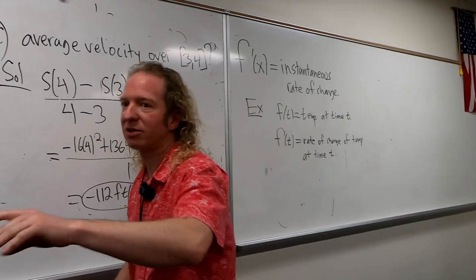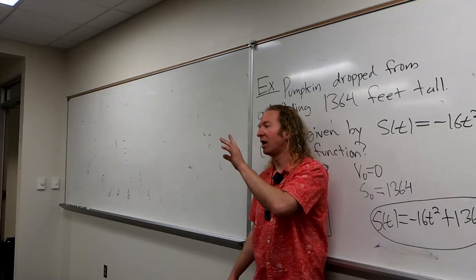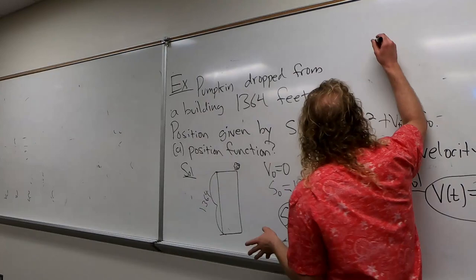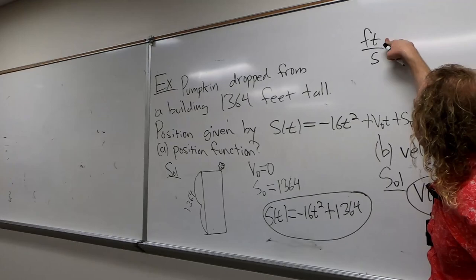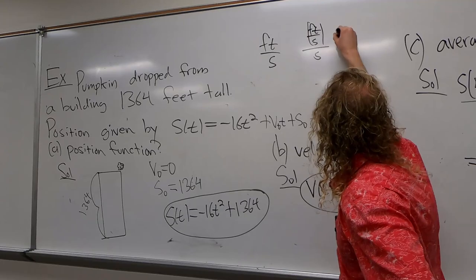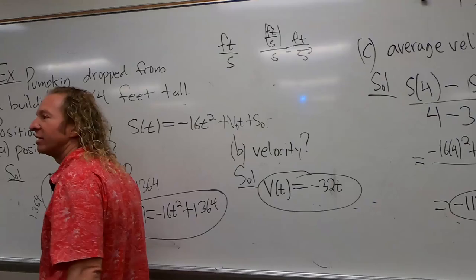Would it be feet per second squared? No, that's acceleration. Think of velocity as miles per hour or feet per second, and if this is velocity, the rate of change of velocity is feet per second per second. So that's feet per second squared. Does that make sense? Yeah.